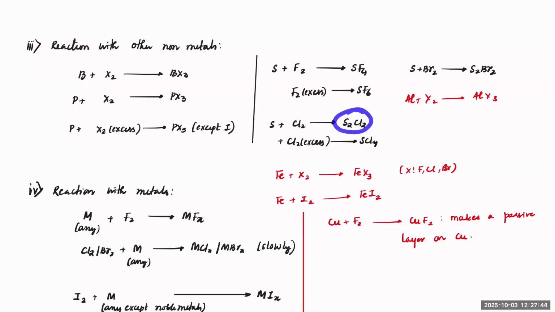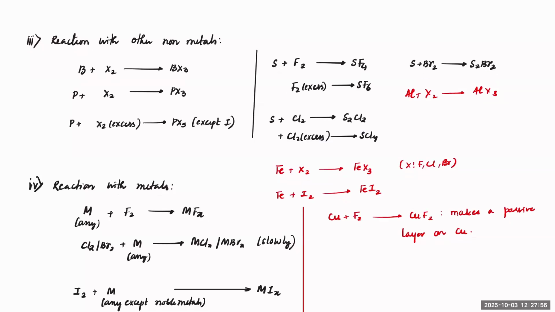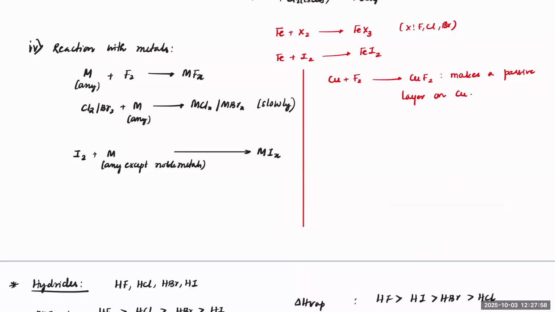S plus Cl2 will become S2Cl2, and S plus Cl2 will give SCl4, and S plus Br2 will become S2Br2. These are all different reactions that you will notice from sulfur.